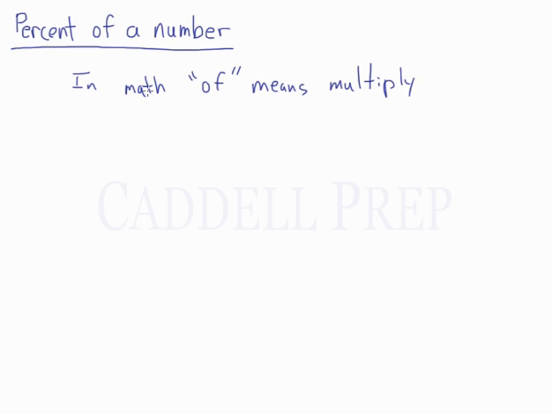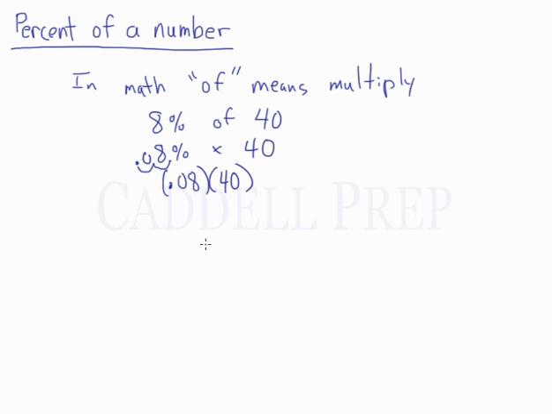So if you have to find, for example, 8% of 40, this means 8% times 40. Okay, but we can't multiply just 8% by 40 and get the answer. We have to change 8% to a decimal. So we're going to move this 2 spots. So we're going to get 0.08 and multiply that by 40. And if you do that math, you'll get 3.2. So "of" means multiply.